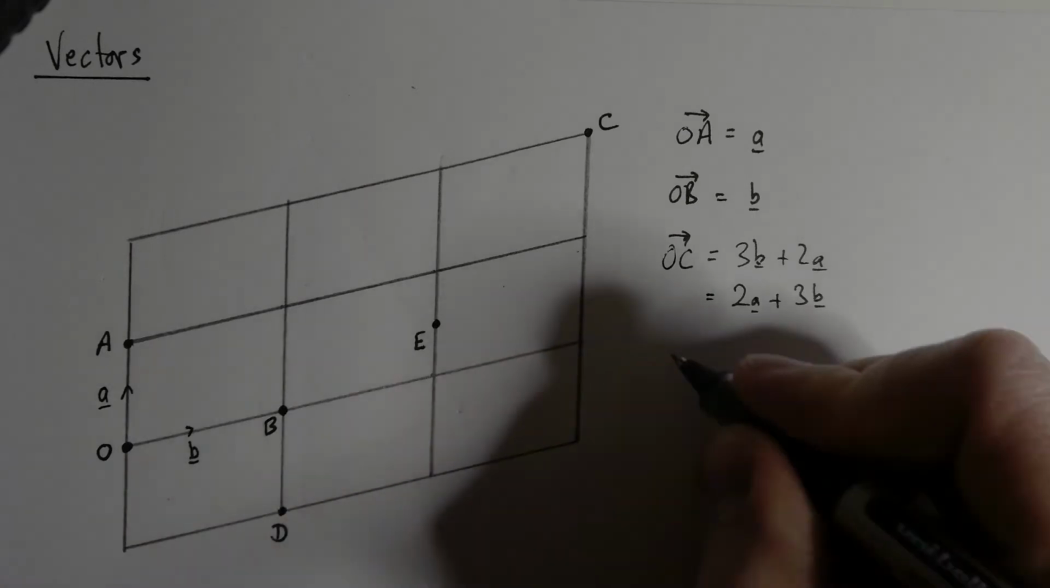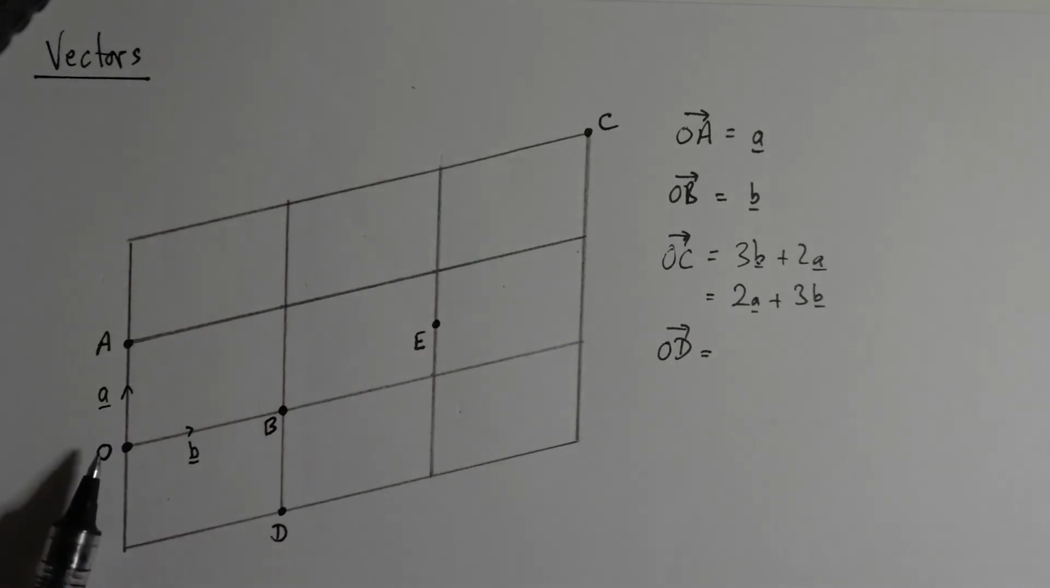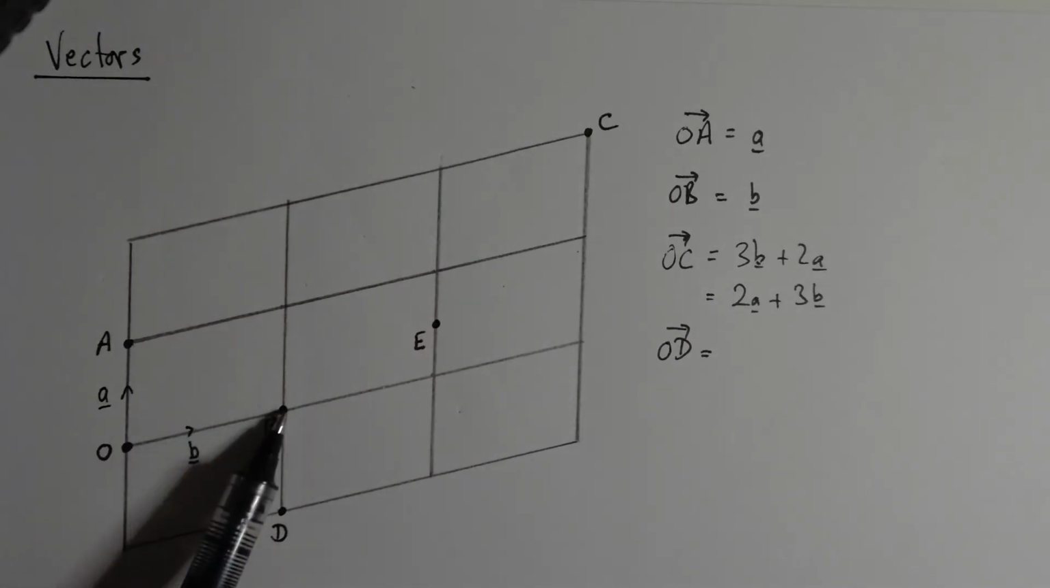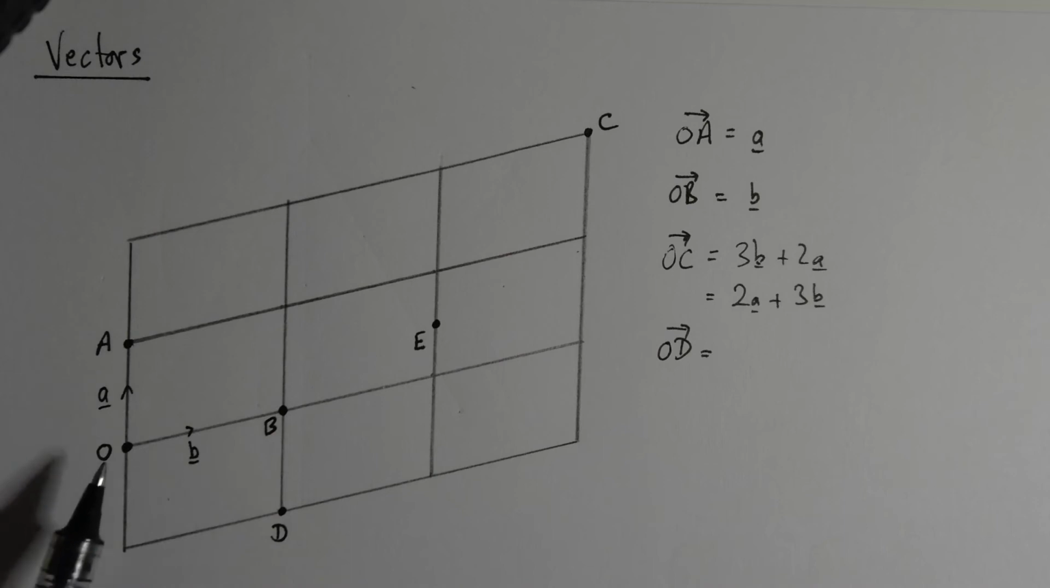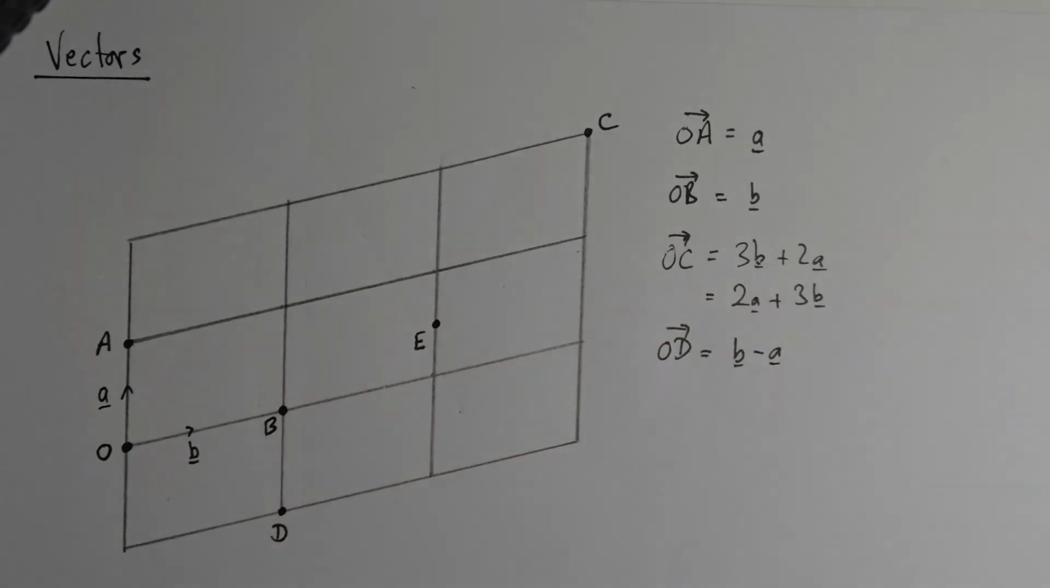Let's work out the others. Let's go from O to D. So OD, that's going a b and then down a bit. Well, that's the wrong way along the a direction. So that's minus a. Okay, and let's get to E.